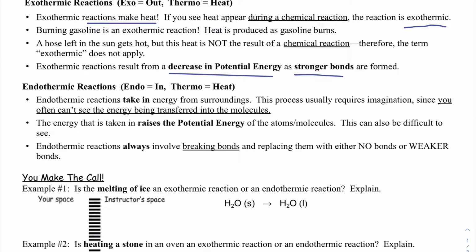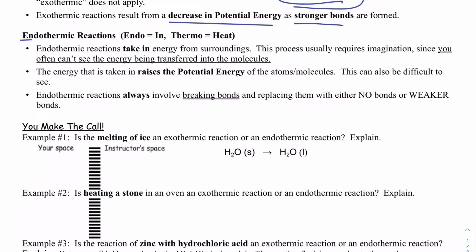Anything that happens spontaneously on its own without the need for an external energy source to sustain the reaction is an exothermic reaction. If something just gets hot in the sun, but it doesn't produce heat from a chemical reaction, it's not exothermic. In contrast to this, we have endothermic reactions, where they take in energy from the surroundings. It requires a constant source of energy in order to make the reaction happen. The energy that's taken in raises the potential energy.